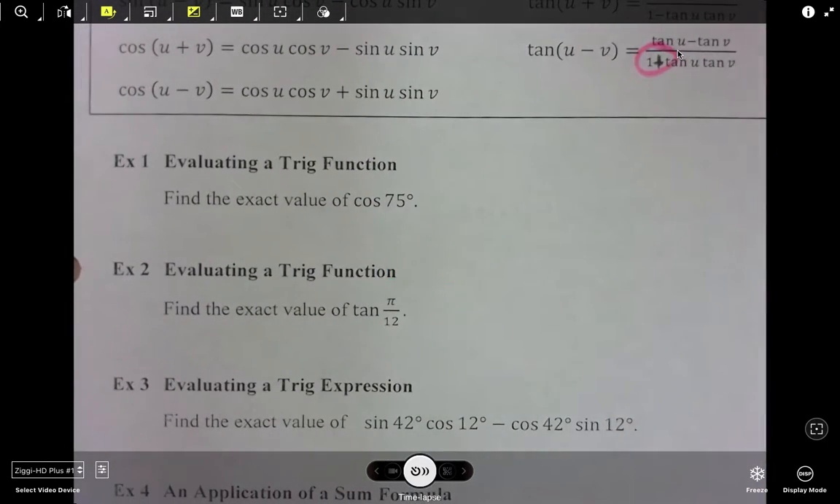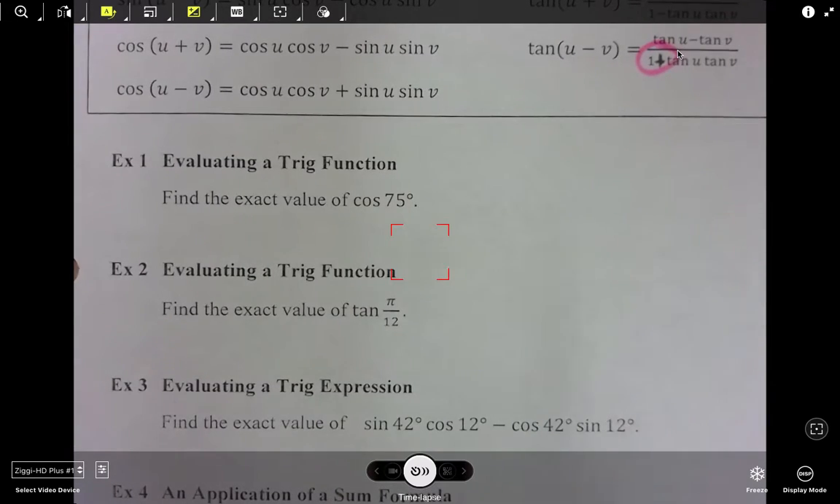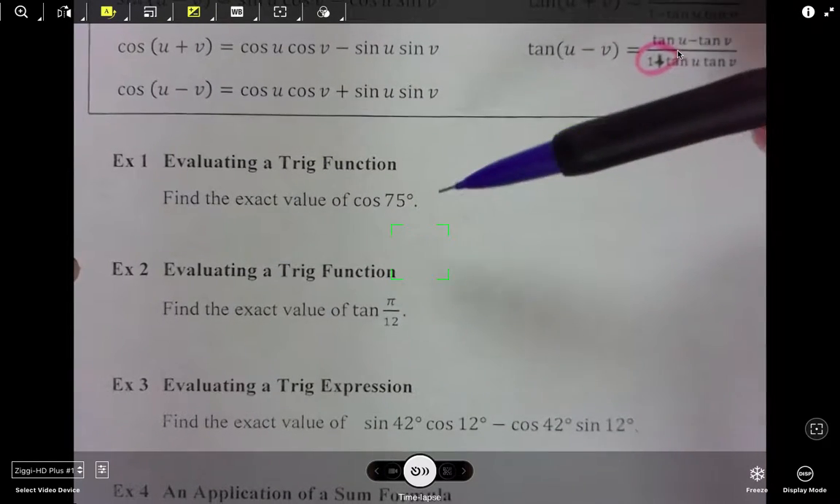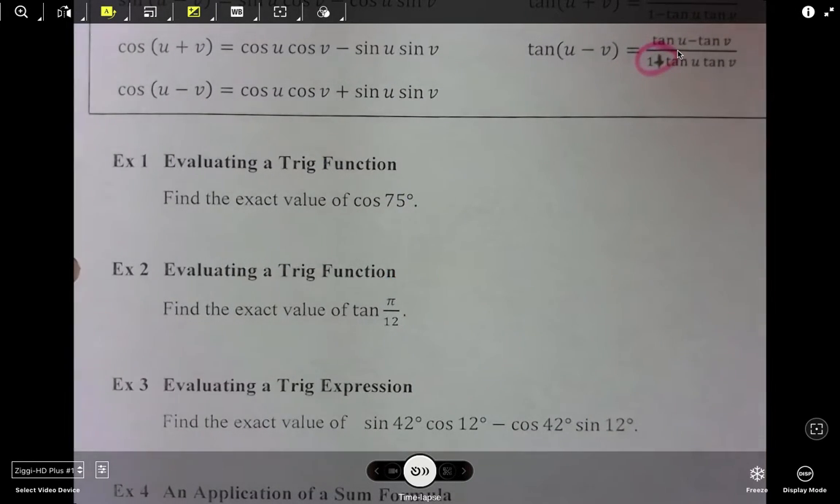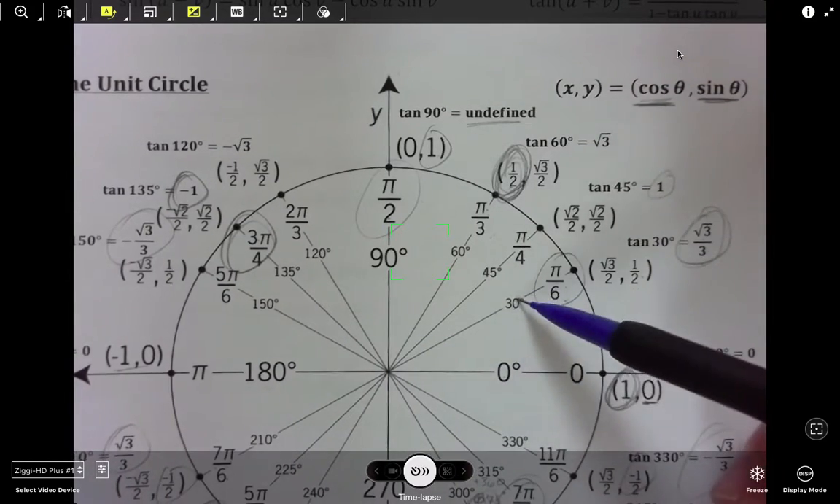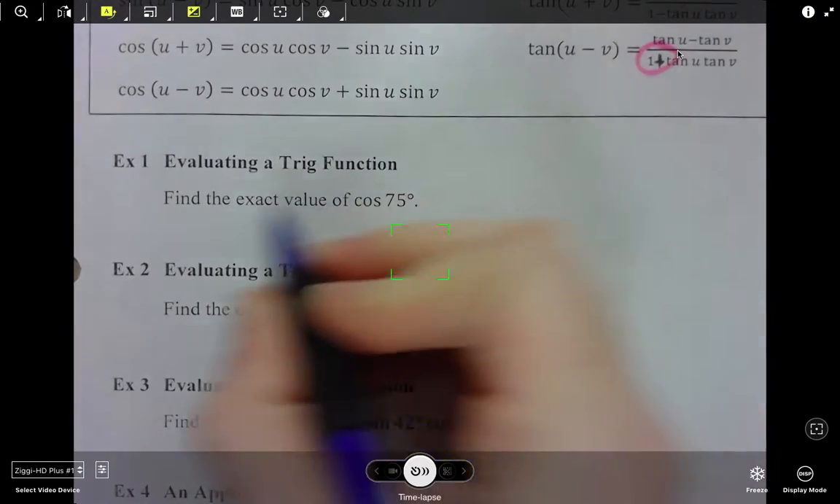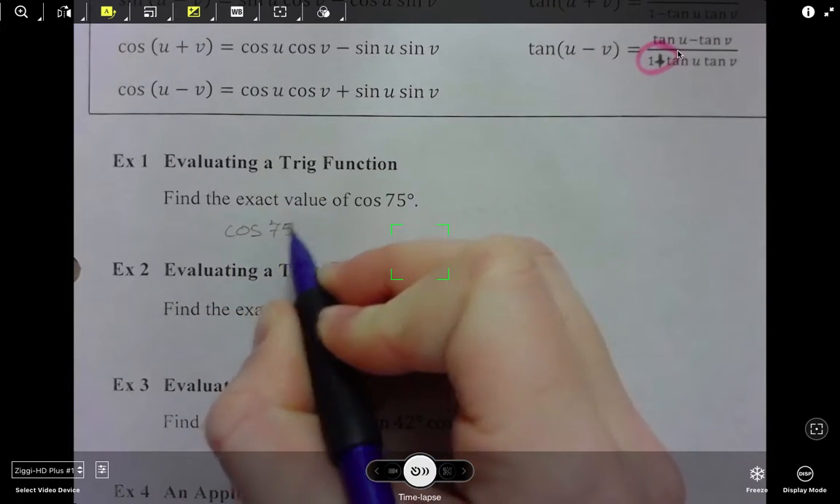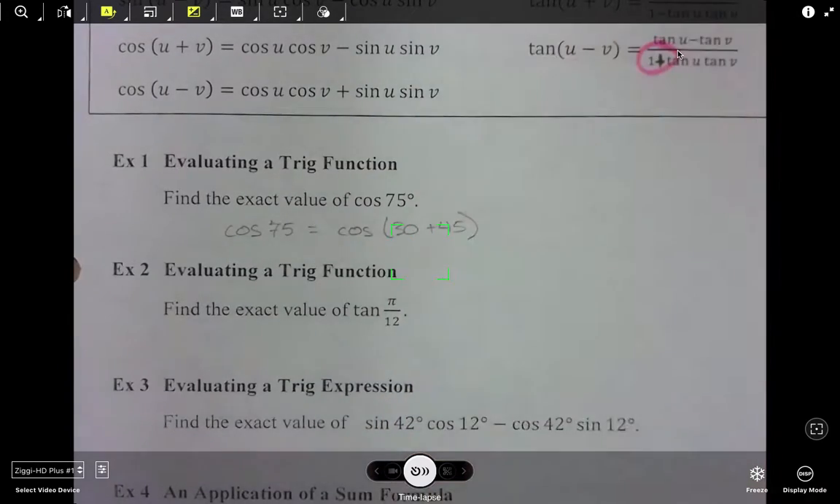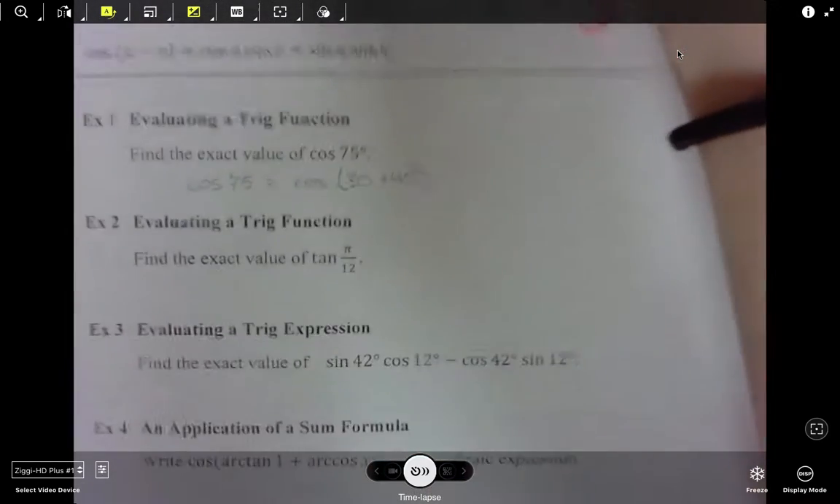All right, now applying these trig functions and sum and difference formulas. The reason we do that is to find the exact value of, say, cosine of 75 degrees. I know you can plug it into your calculator and get a decimal, but that's not the exact value we want, like square roots and the exact value. I do not have a 75 degree angle on my unit circle, but I do have 30 degrees and 45 degrees. So we're going to write cosine of 75 as cosine of 30 plus 45, or 45 plus 30. It doesn't matter which order you put them in.